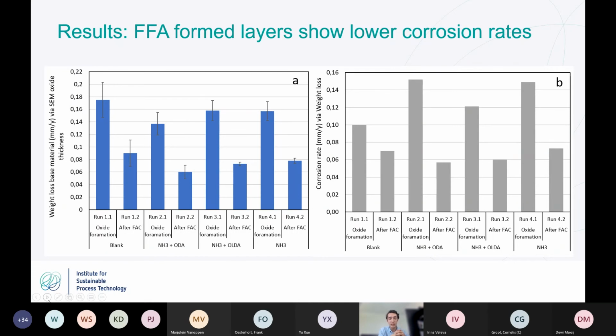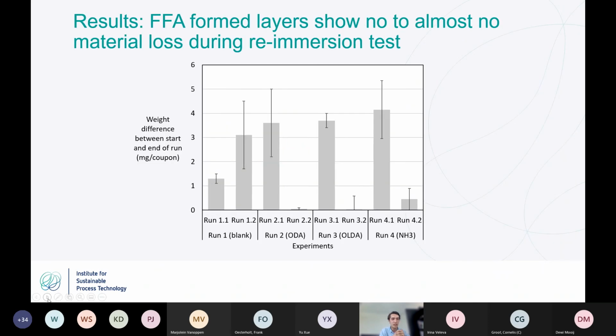But how do the layers themselves hold up within these acidic FEC conditions? This is seen in the next slide. Click. Here we can see the loss in weight determined before and after each run. After the immersion or re-immersion run, the loss of the coupon in milligram per coupon was determined, and this can include either the loss of the oxide layer or the loss of the bare metal underneath. What is noticeable is that during the formation runs, the immersion runs, less material was lost with the blank chemistry.